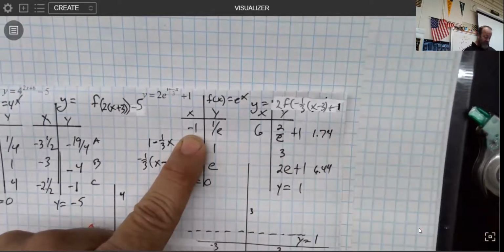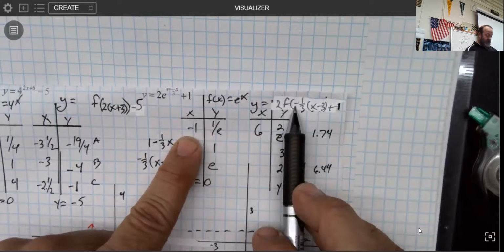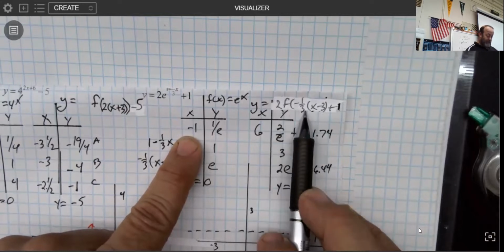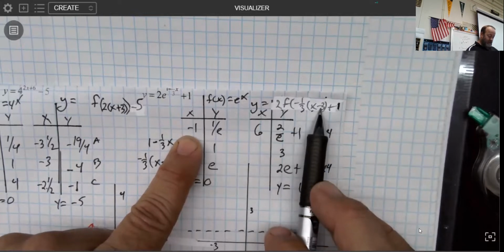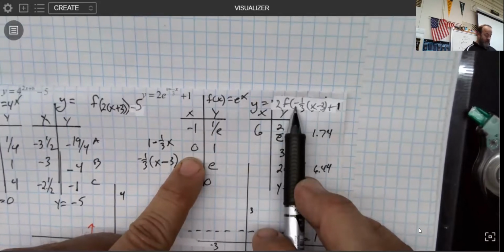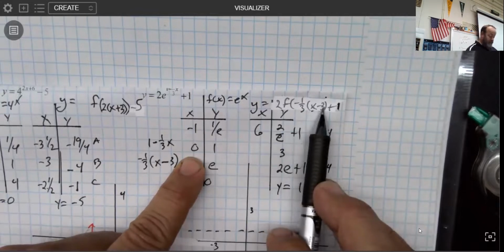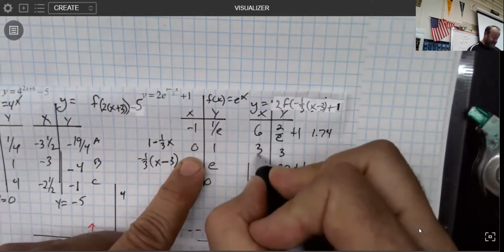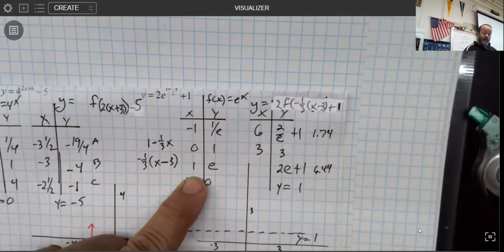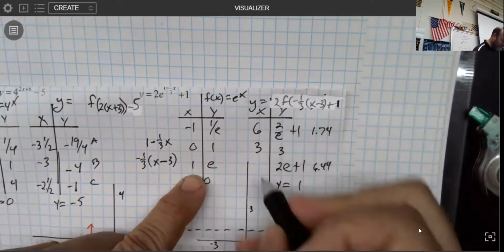Now again, let's talk about that again. Negative 1 first flipped and it became positive. Instead of dividing it by 3, I multiplied it by 3. So that positive 1 became positive 3 and then I moved it over. 0 gets flipped, which makes it still 0. I triple that number, which makes it still 0. And then I move it to the right 3 and I got 3. And last, 1 gets flipped and becomes negative 1. It multiplies by 3, it becomes negative 3, and then it moves to the right 3, and I got 0.